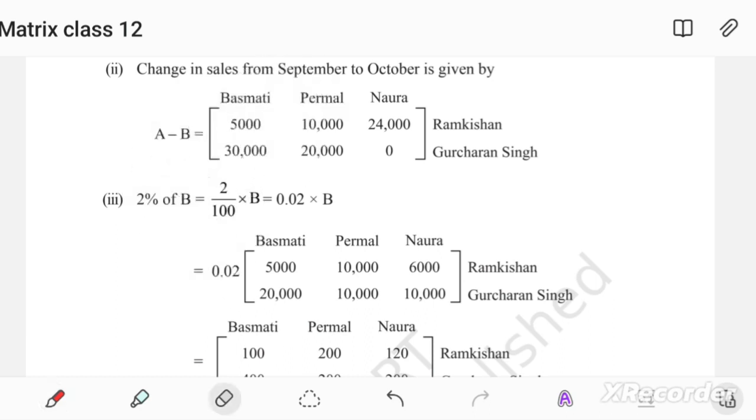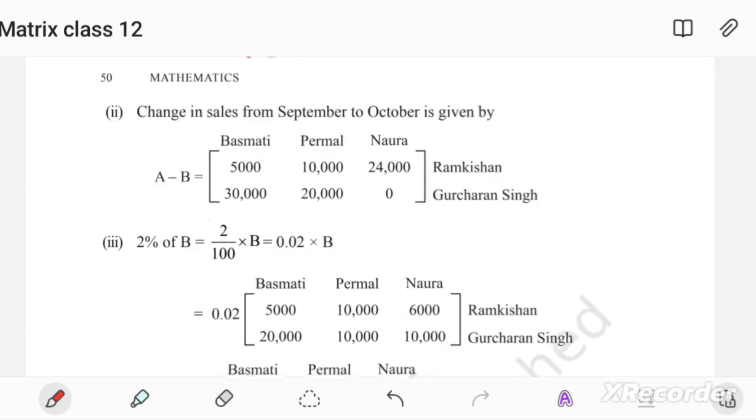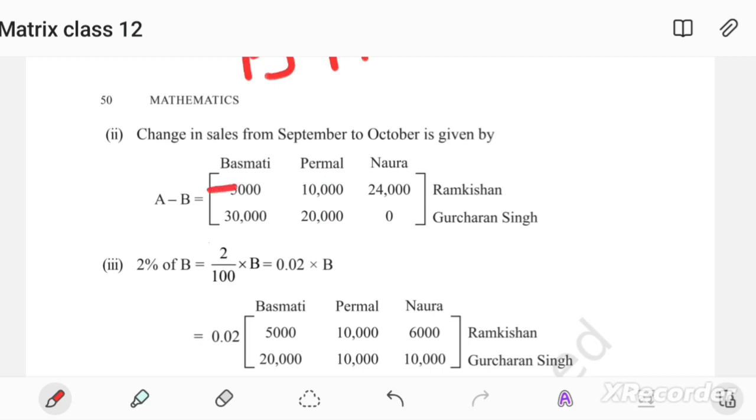Now you might be thinking why we are subtracting B from A, right? You need not bother about this. You can subtract in any order. You can also compute the matrix B minus A. What will be the resultant matrix? In the result you will get a negative sign.